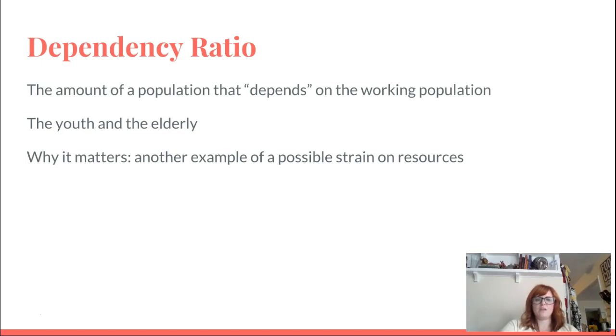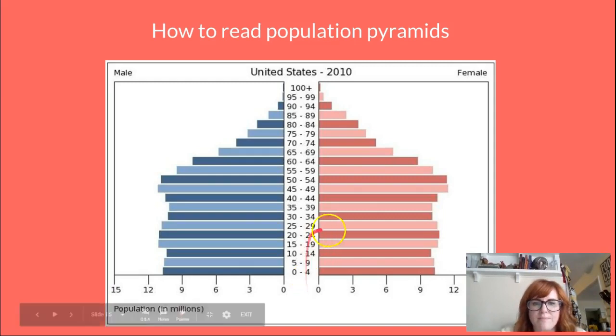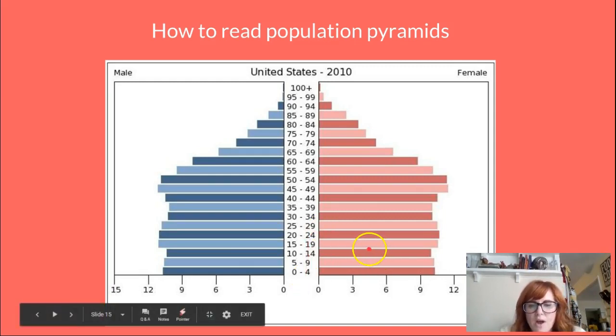So, the dependency ratio is another factor that population demographers will look at. Dependency ratio, definition-wise, is pretty easy to remember. It's the amount of the population that depends on the working population for support. So we're talking about the young and the old, okay? So let's go back to our population pyramid here. The young are people who are considered to not be old enough to work yet, okay?